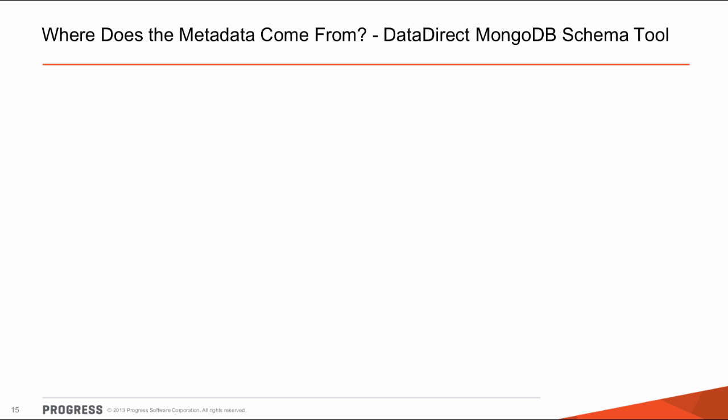So most of you will be thinking at this point, well, how does this happen? MongoDB is schemaless. MongoDB doesn't provide you any metadata about what's stored in it. Where is this mapping? Where does that come from, and how is it used? And that's where the role of the schema tool comes in.